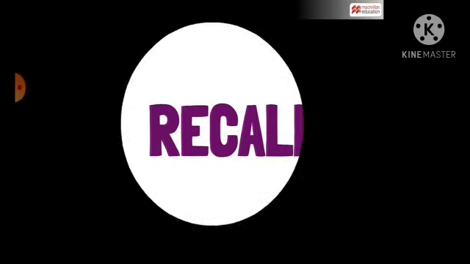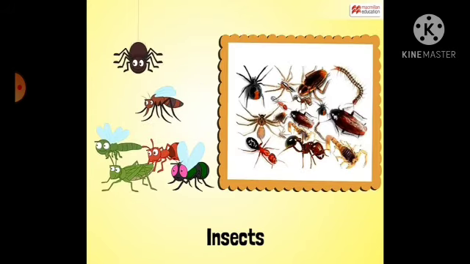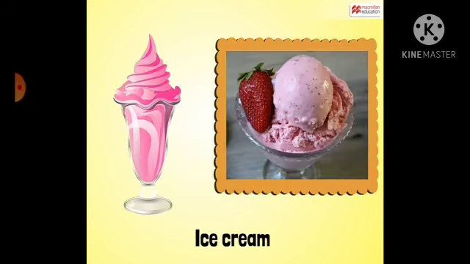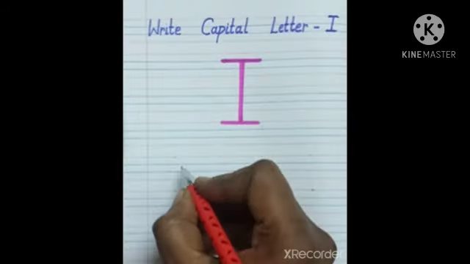Let us recall children. I as in iguana. I as in insects. I as in ice cream. I as in ink pots. Okay children, now let us learn how to write the letter I.